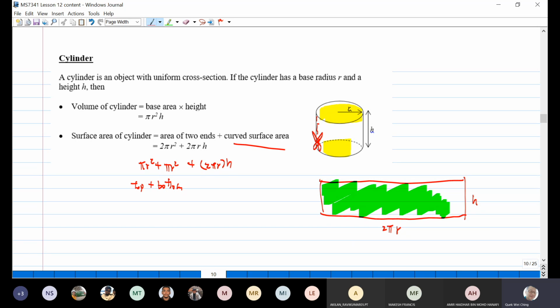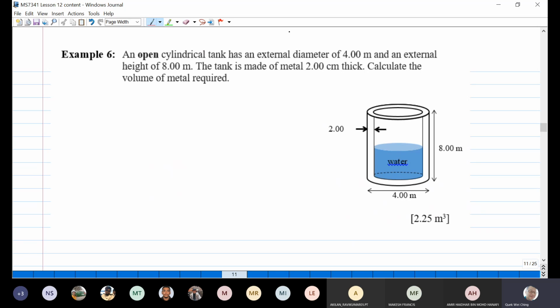Okay, so I have talked about cylinder array. I think here is an example working on a cylinder now. Example 6, an open cylinder tank has an external diameter of 4 meter and external height 8 meter. The tank is made of a metal 2 cm thick. Calculate the volume of the metal required.